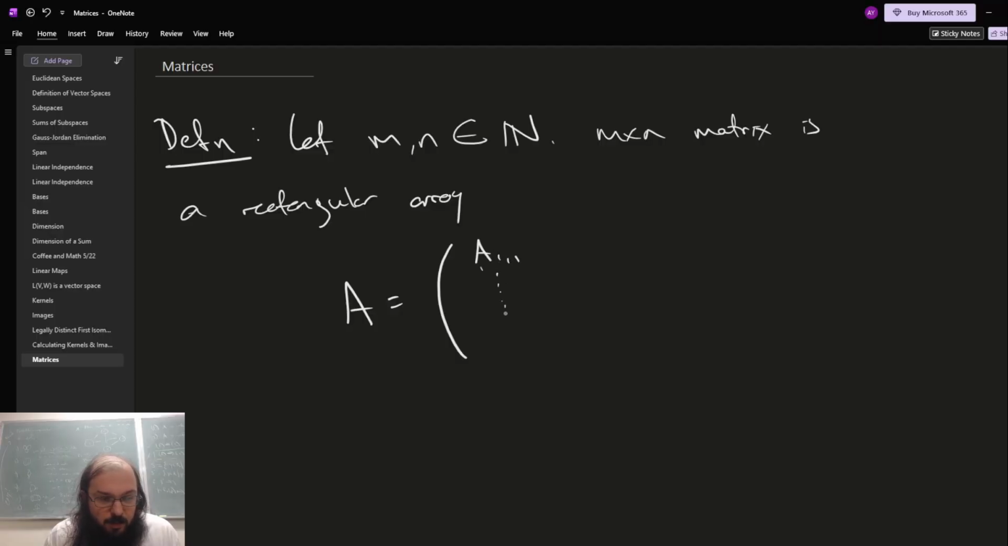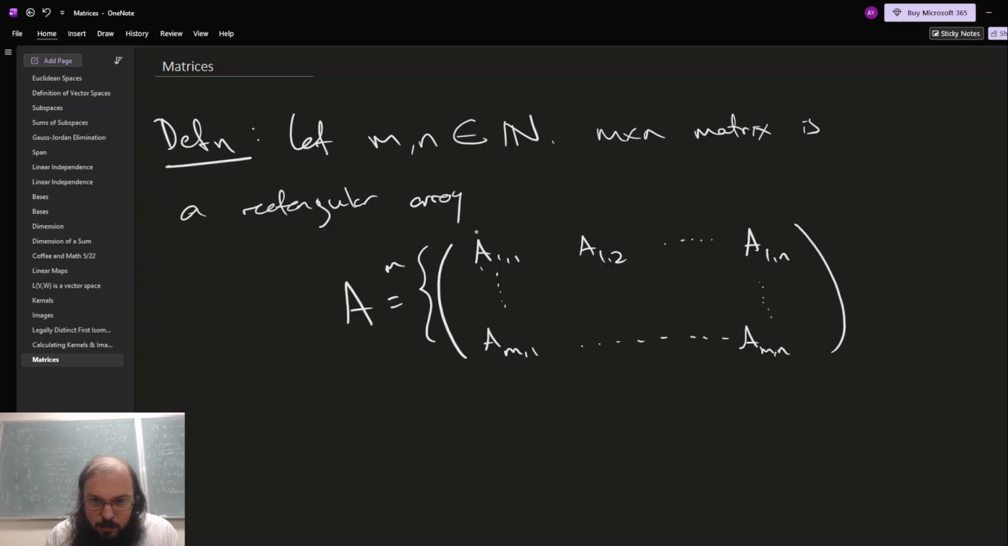Actually, the textbook uses capital letters, so I'm going to use capital letters in turn, but it's oftentimes the case that people use lowercase letters inside the matrix and uppercase for matrices. And you will notice that this thing has m rows and n columns, right? So we have an m by n matrix.